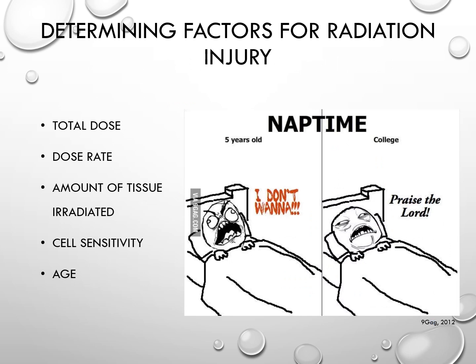Okay, so then the next stage here is going to be determining factors for radiation injury. There are several factors that are going to play a role in that radiation injury. And those are going to be the total dose, the dose rate, the amount of tissue irradiated, how sensitive those cells are, and the age of the individual receiving that dose. In addition to understanding the mechanisms, theories, and sequence of injury radiation, it's important to recognize the factors that influence radiation injury.